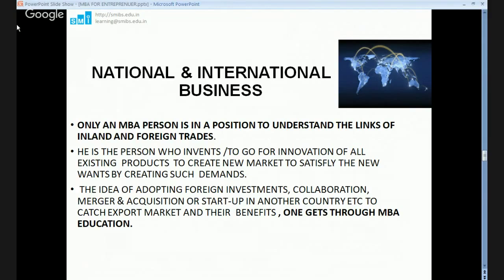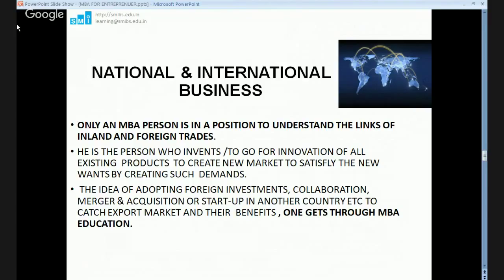He is the person who invests or goes for innovation of all existing products, to create new markets, to satisfy the new wants by creating such demands. Example, our mobile phones, our computers, what kind of changes have happened year by year, giving more and more satisfaction, giving more and more services. Same size. So technological advancement is there, innovation is there. Then giving guarantee periods, warranty periods, attract the market because the market is full of competition.